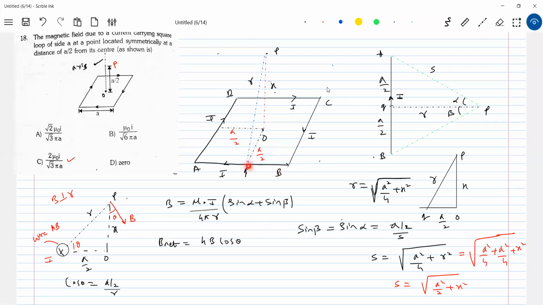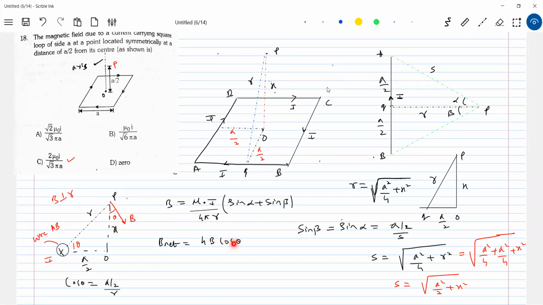Then again, you look at the triangle QOP. You stand here, and the current will be going into the plane. And the field is produced by this at this particular point P. We can take an approximate rough diagram, like this is one triangle. Due to all four sides, the field will make some angle theta with the vertical. So horizontal components will cancel out, and only vertical components will get added up.